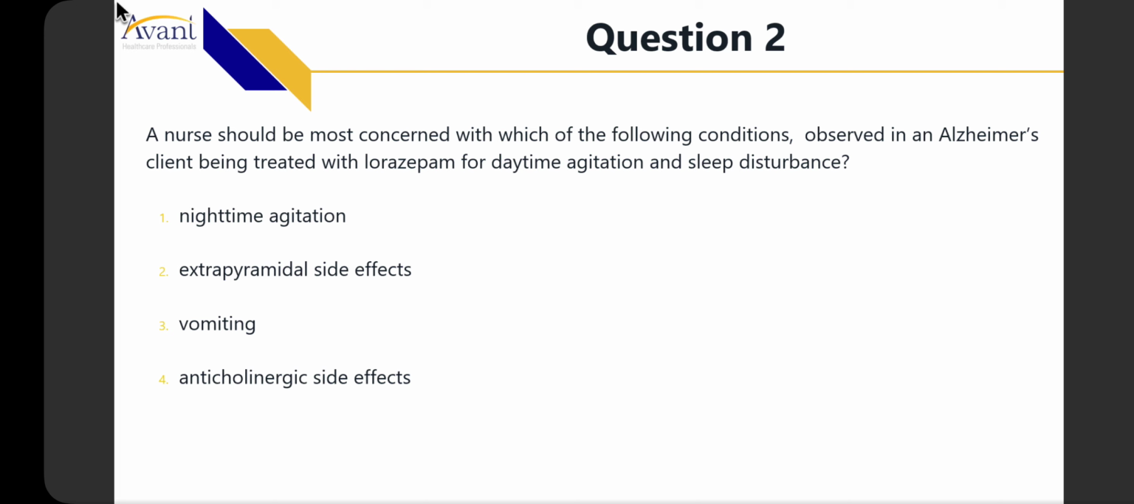The nurse should be most concerned with which of the following conditions observed in an Alzheimer's client who's being treated with lorazepam for daytime agitation and sleep disturbance. Okay, so what are we concerned about? Here's a couple of things. Our topic here is the patient's taking lorazepam. But our key word is this patient has Alzheimer's, all right? So what is lorazepam? Remember, we're in step four. We always have to make our definition. What is lorazepam? What's the classification?